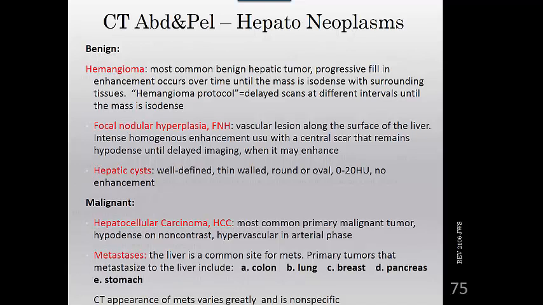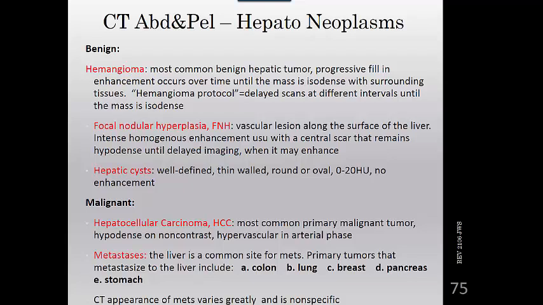So benign tumors of the liver include hemangiomas, which are the most common benign hepatic tumor. There's a progressive fill and enhancement that occurs over time until that mass is isodense with the surrounding tissues. You may have seen or heard of a hemangioma protocol. That's where we delay the scan at different intervals until the mass is isodense, and it can go out as long as 15 to 20 minutes, I've seen.